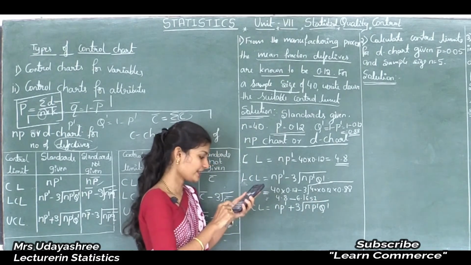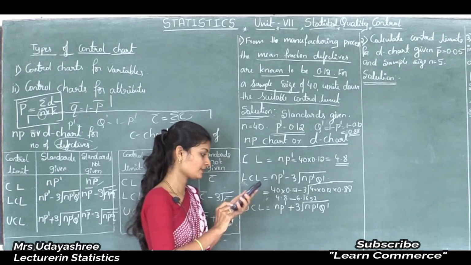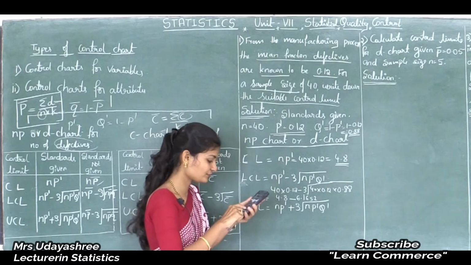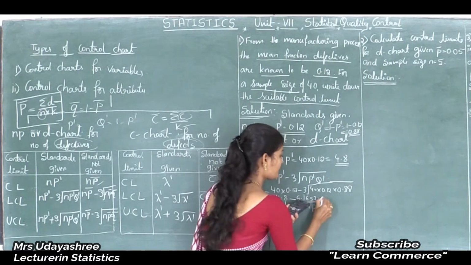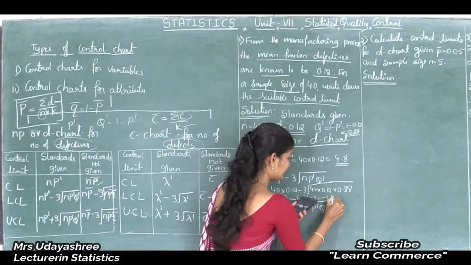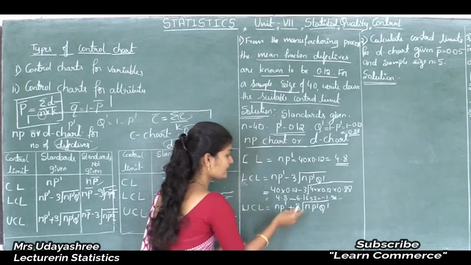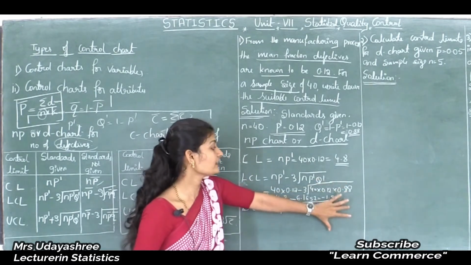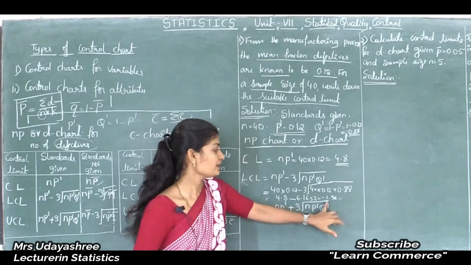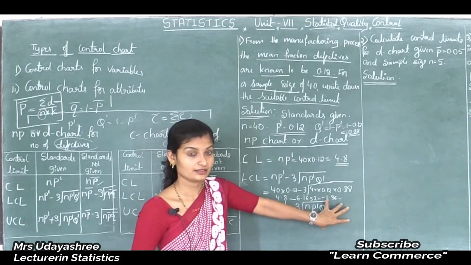Okay, now 4.8 minus 6.1657 is, not 2, right, 57, that is minus 1.36. Okay, next, see, here we got a negative value, but in the number of defective cases, negative values will not be considered, cannot be considered.